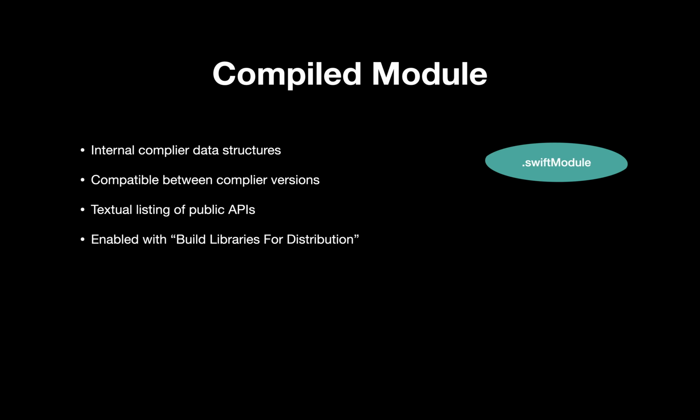So the .swiftinterface module interface files fix the problems which were in the earlier versions of Xcode, because they were compiler dependent. Now no assumption is made by the compiler, and everything is in textual listing, all the public APIs are in textual listing, so the compatibility between compiler versions is intact, and this is enabled with build libraries for distribution.